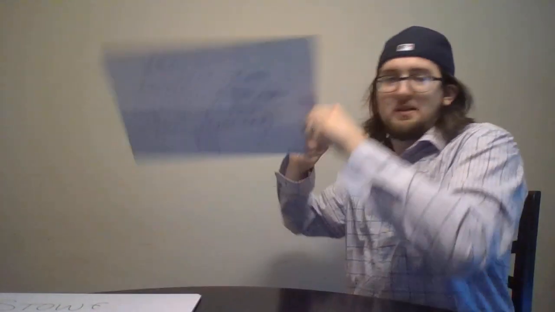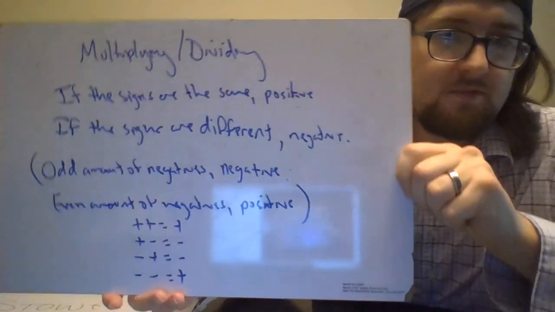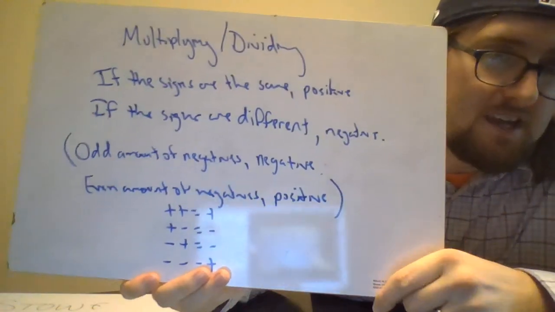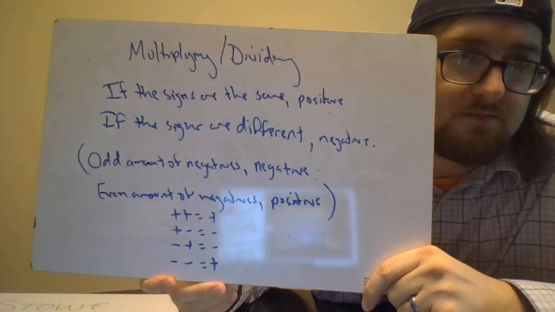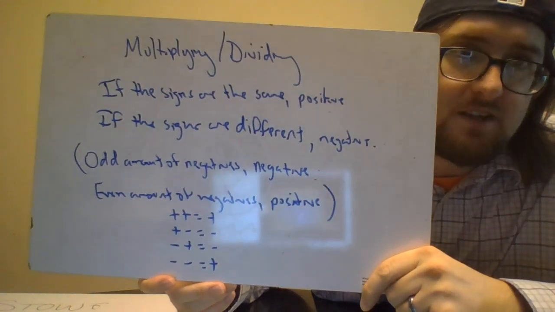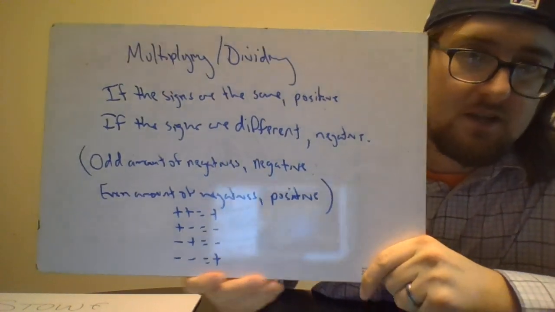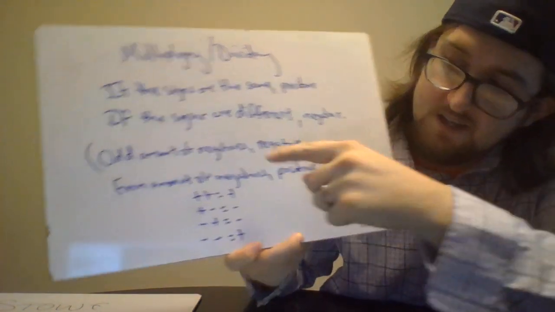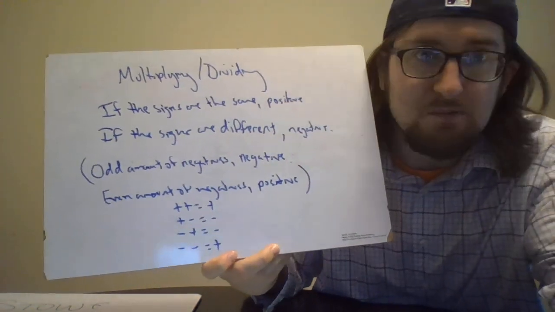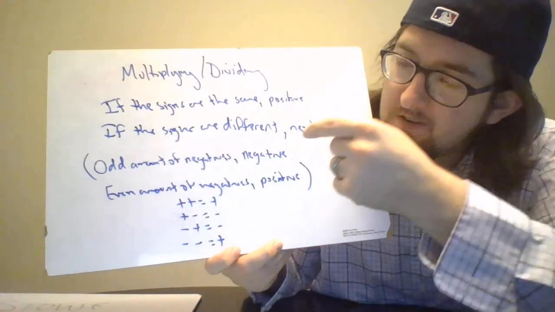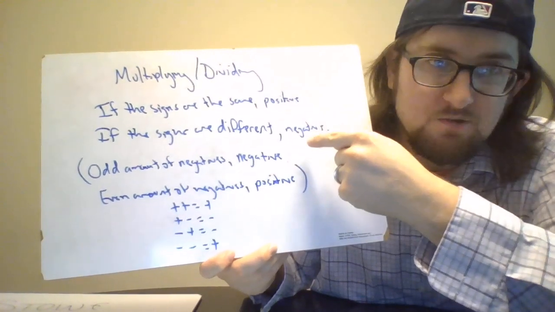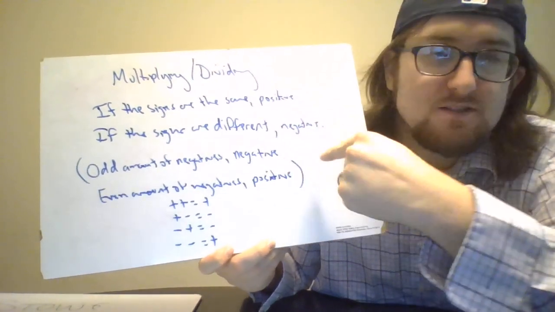Then you go to multiplying and dividing. If the signs are the same, it's a positive answer. If the signs are different, it's a negative answer. And then I put this in parentheses. If there's an odd amount of negatives, because sometimes you're multiplying 4 or 5 things, it's a negative solution. If there's an even amount of negatives, it's a positive solution.